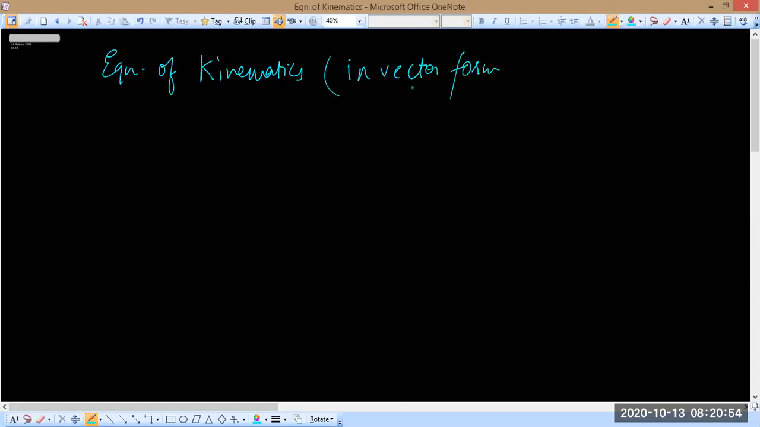So if you want to write equations of kinematics in vector form, we can write the first one as this.